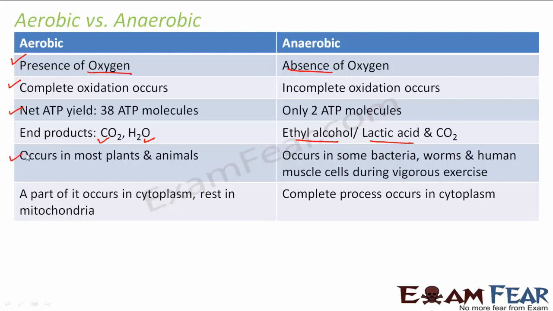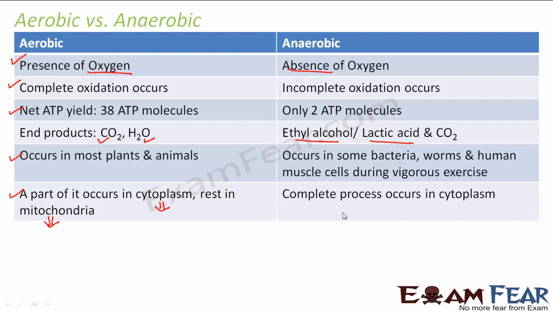Aerobic respiration occurs in most plants and animals. As I said, in most of the living organisms, we see aerobic respiration. Only in certain bacteria, worms, and human muscle cells is anaerobic respiration seen, and also in yeast. A part of aerobic respiration occurs in cytoplasm, the rest in mitochondria. As we saw, glycolysis occurs in cytoplasm, whereas the Krebs cycle and electron transport occur in the mitochondria.